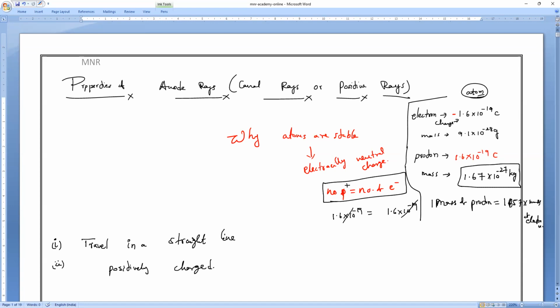Next property. Now, this positive charge: electrons do not depend on what kind of gas we are using. But here you can see the protons depend on two things, either it is an ideal gas or a normal gas. Because if it is, suppose, hydrogen gas, yesterday we studied how many steps it has. Two steps it has. Am I right or wrong?